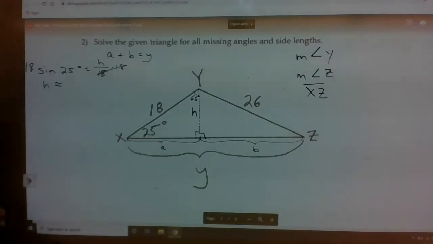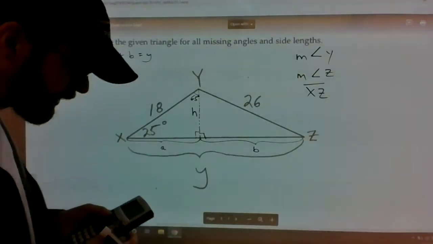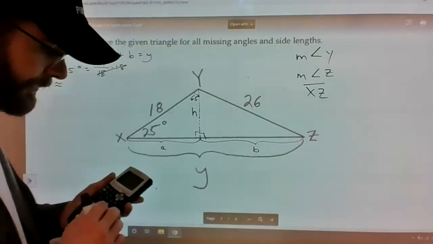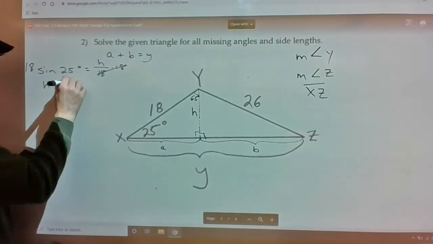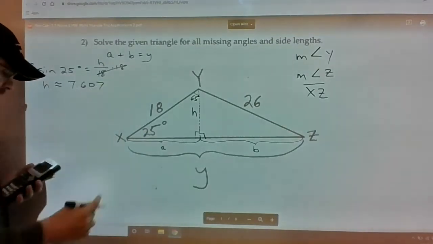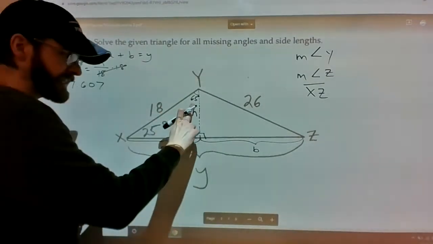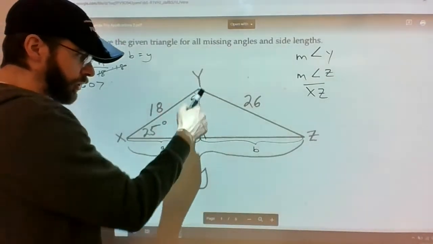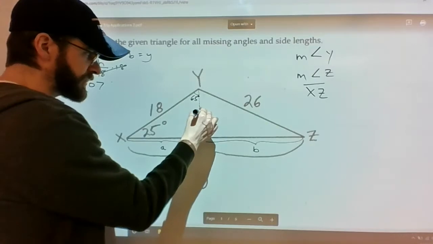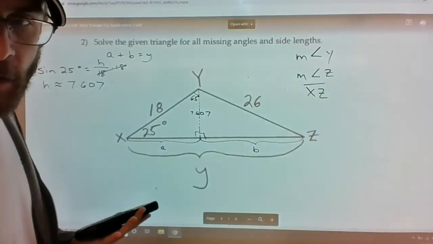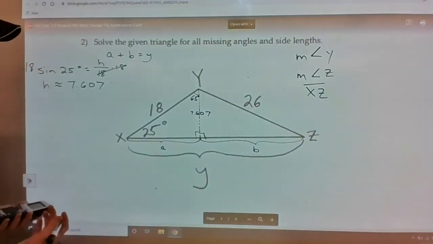So to approximate this value, make sure we are in degree mode on whatever calculator we're using, and you will have to use a calculator on these from here on out to get accurate measures. It's 7.607 units in length. So I'm just going to take out this h right here and call this 7.607. It's not a measurement that was asked for, but it's a measurement that will be helpful in solving those parts.